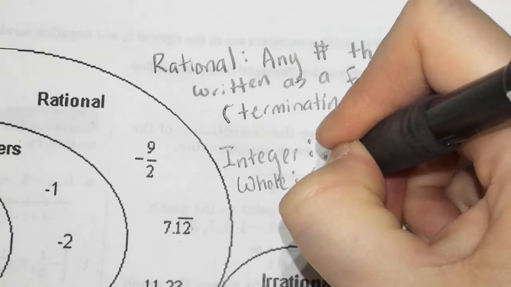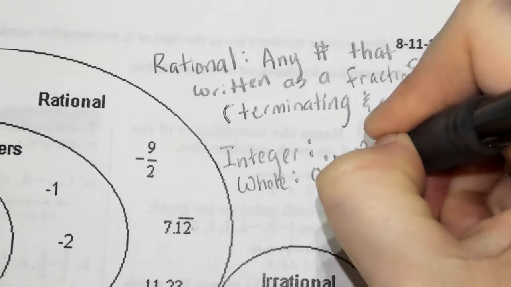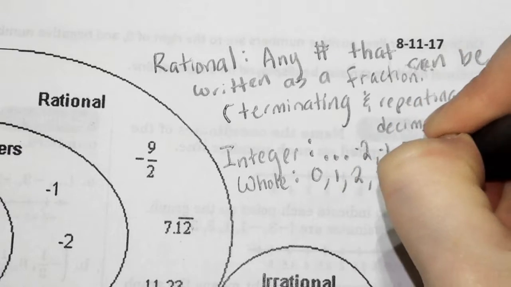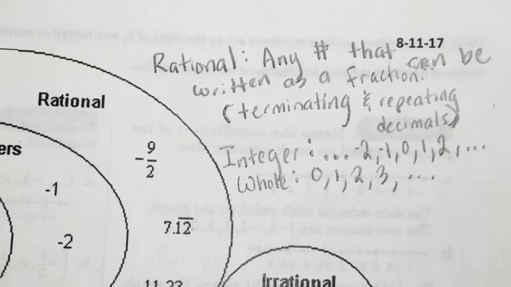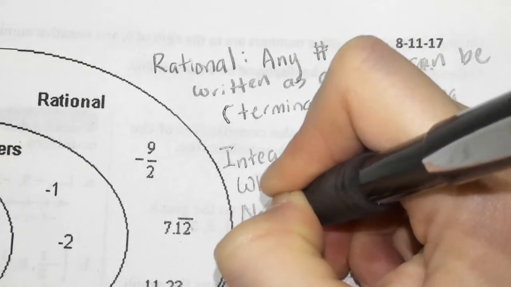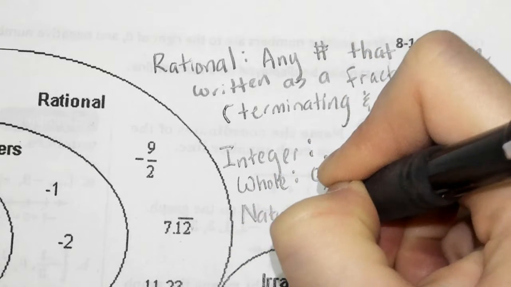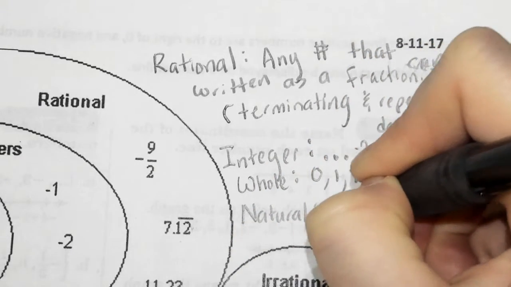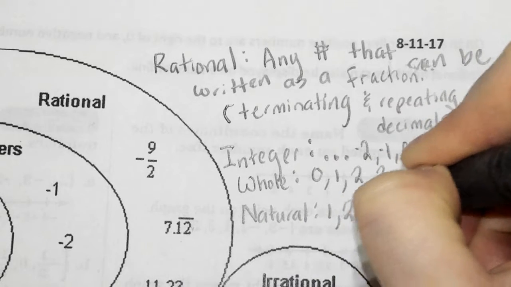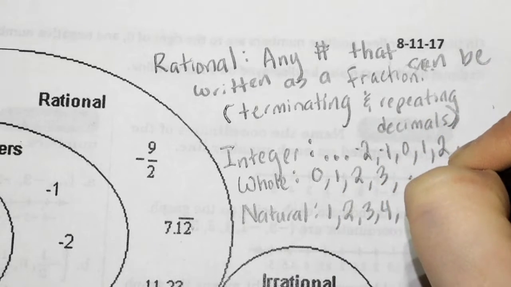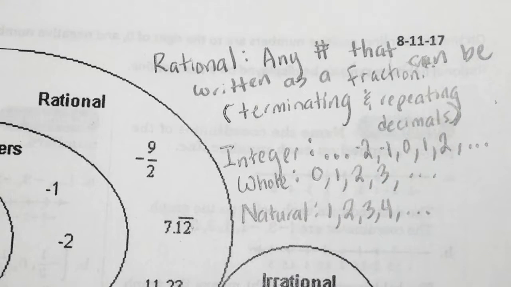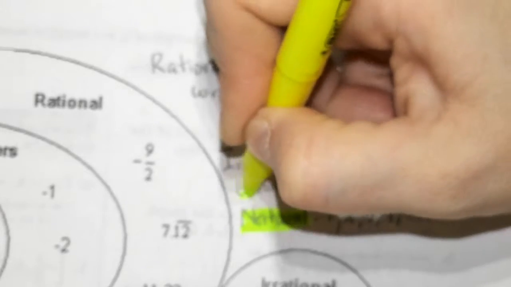For whole numbers, I'm going to write 0, 1, 2, 3, and so on. And then natural starts at 1. I'm going to highlight these words because I need to make sure these definitions stick out to me. These are definitions that I need to know.